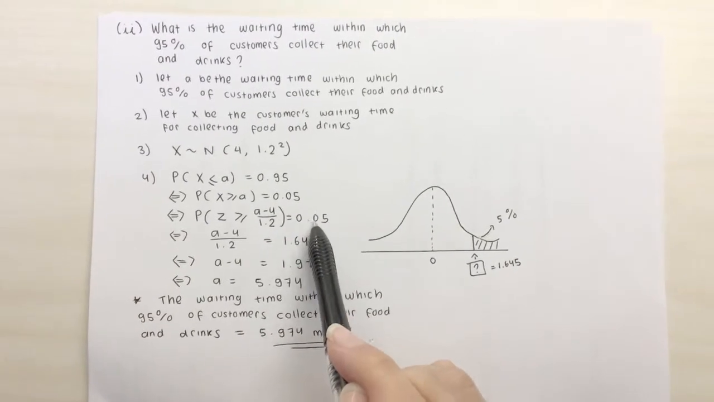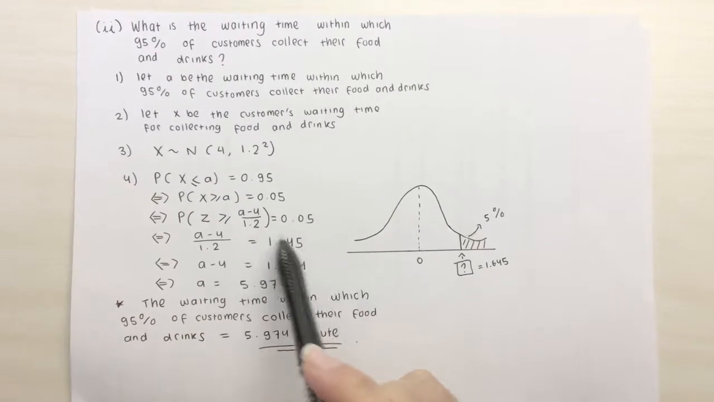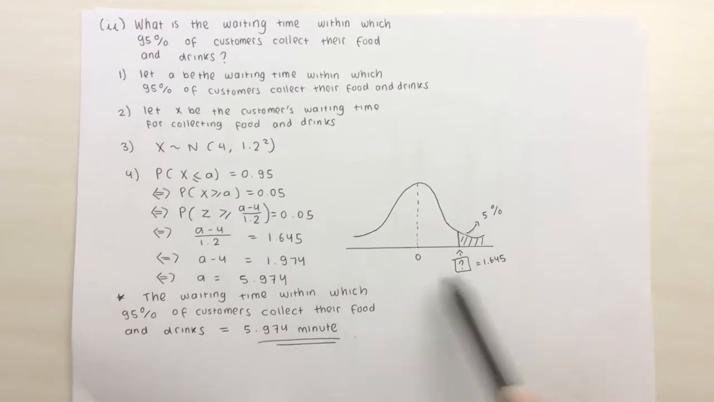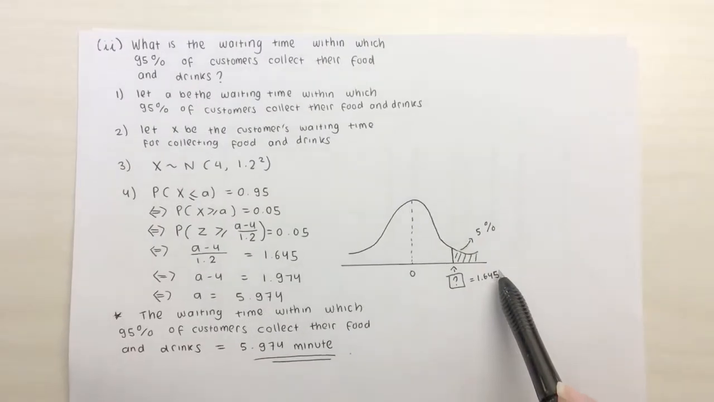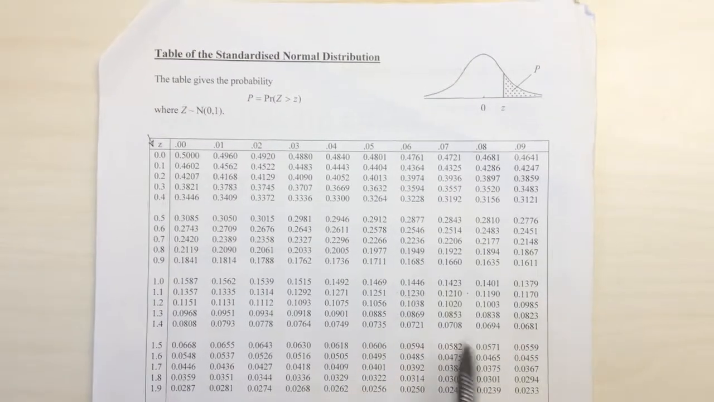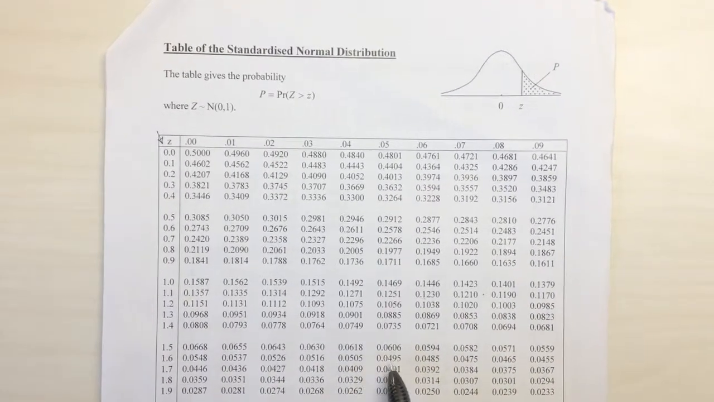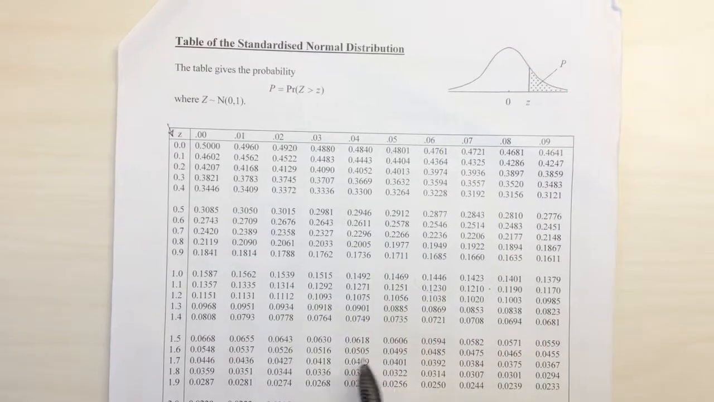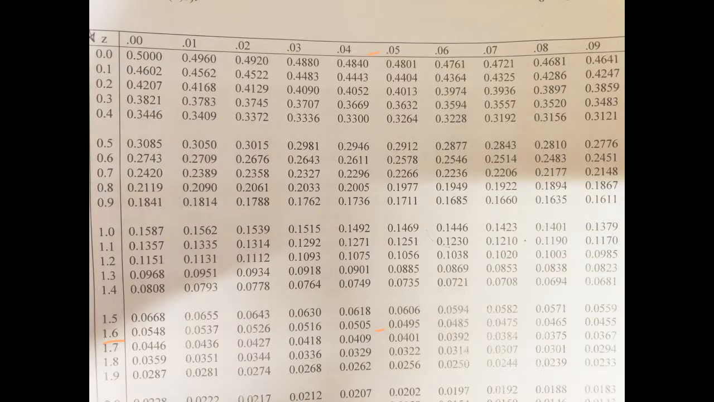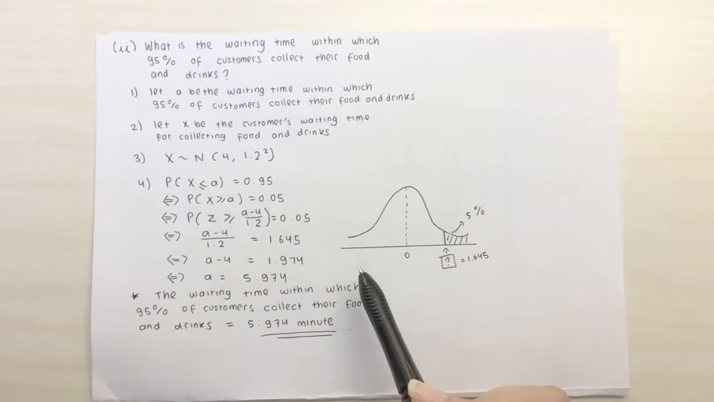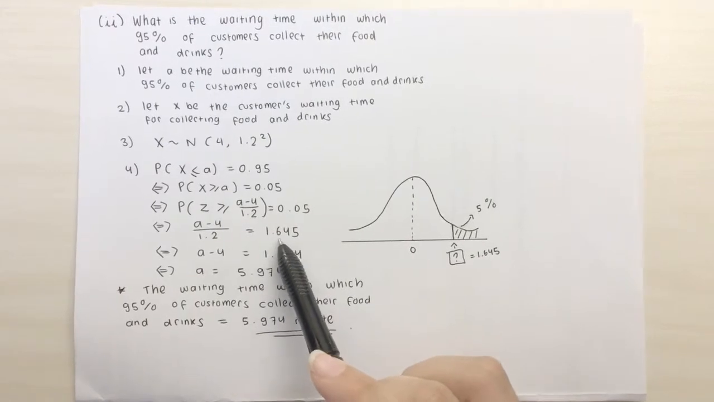Then we apply the formula, and we get A minus the mean 4 divided by the standard deviation 1.2 is 5%. We have to find the Z value of 5%, and to find that we have to look at the table of the standardized normal distribution. From this table, first of all, we find the 5%, and we can see that the 5% is between this and this, so the Z value of 5% is 1.645.